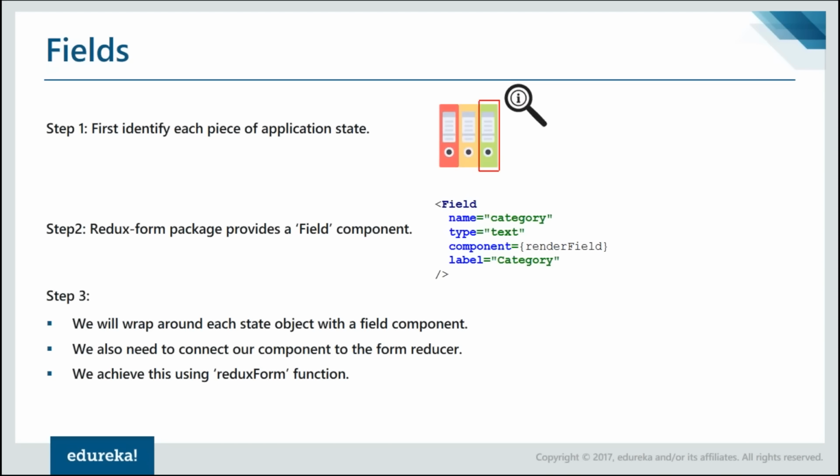Now let's talk about fields. What are fields? First, we have to identify each piece of our application state. A field can have multiple attributes, for example, name, type, component, label. All these are the various attributes which we can give to the field component. Then the Redux form package provides a Field component. We will wrap each state object with a Field component. We also need to connect our component to the form reducer, and all these things we achieve using the reduxForm function.